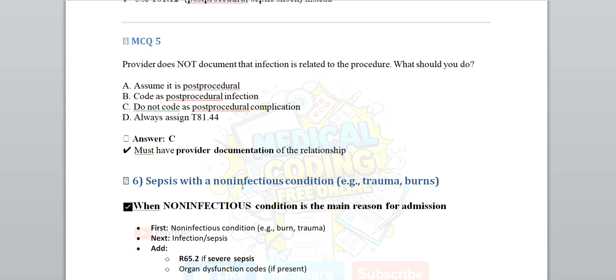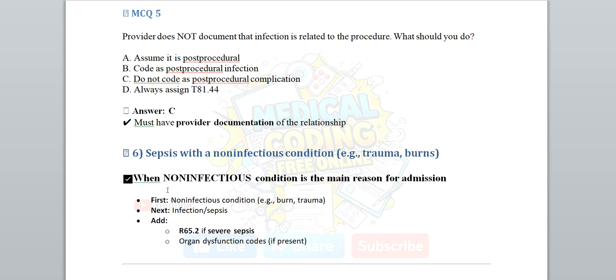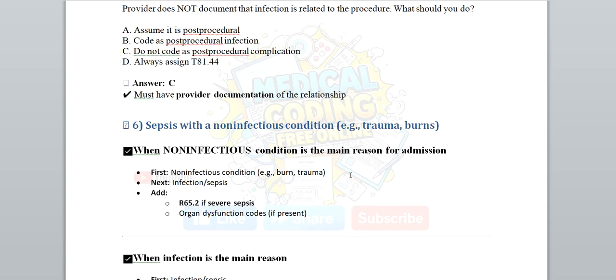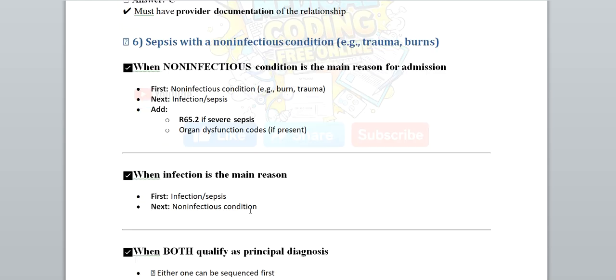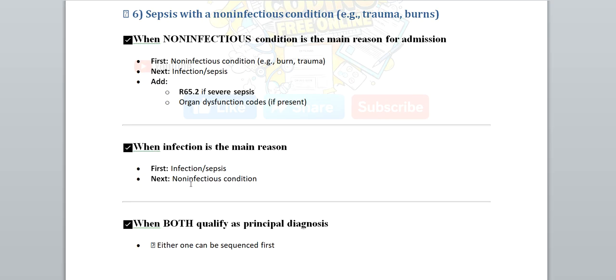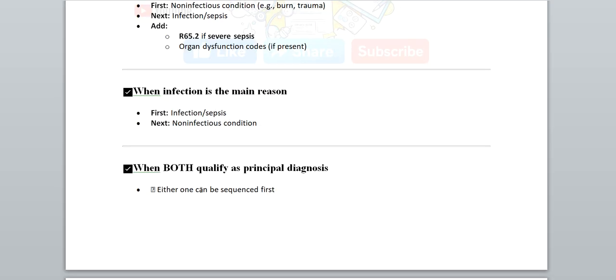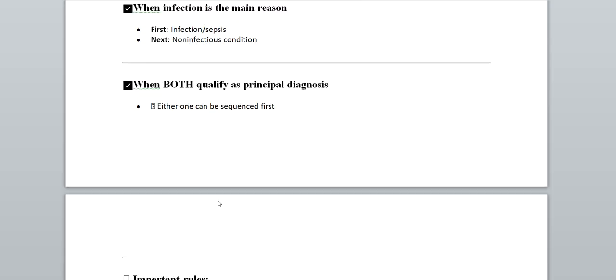Next is sepsis with non-infectious conditions, for example trauma and burns. When the non-infectious condition is the main reason for admission, code first the non-infectious condition, for example burn or trauma. Next, infection, sepsis, and R65.2 severe sepsis, with organ dysfunction code if present. When infection is the main reason, code first infection, sepsis, then the non-infectious condition. When both qualify as principal diagnosis, either one can be sequenced first.